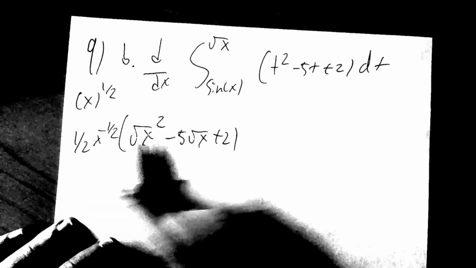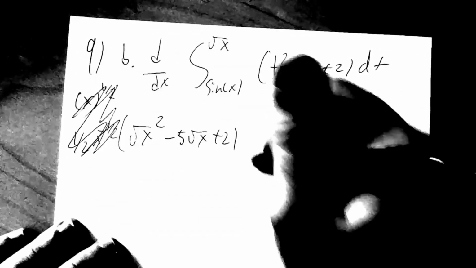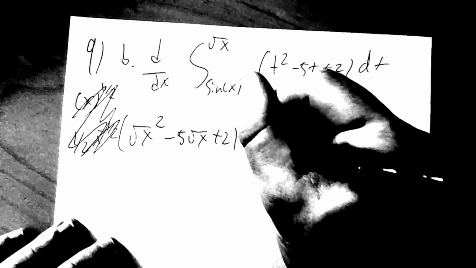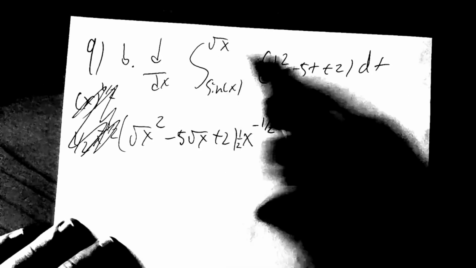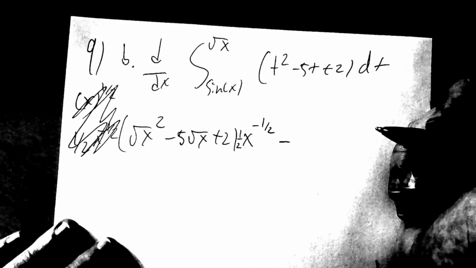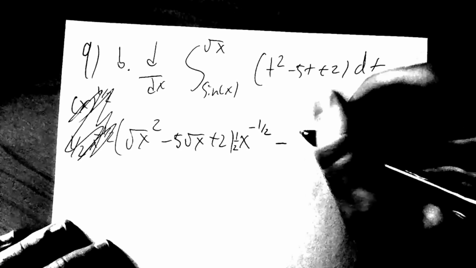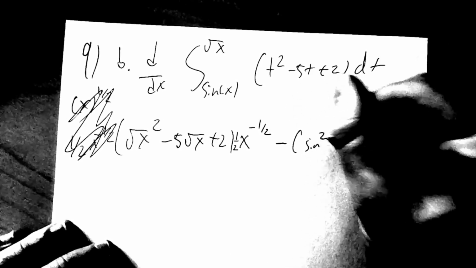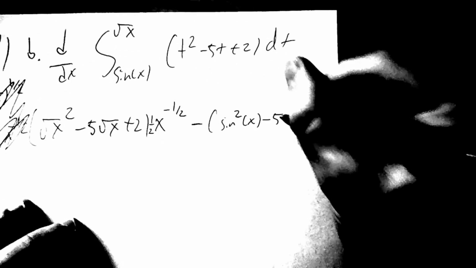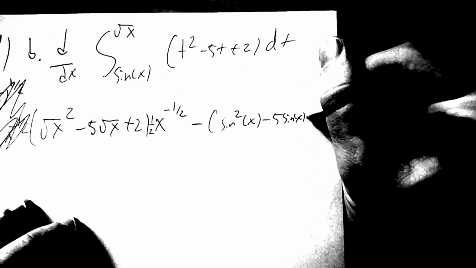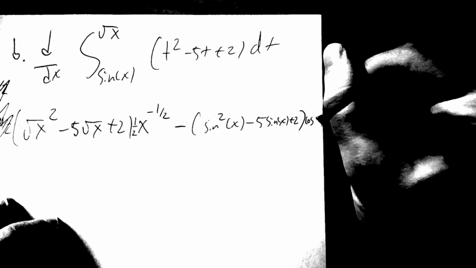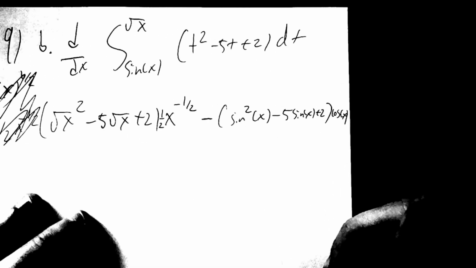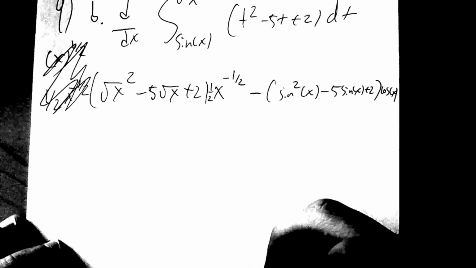Which I didn't mean to put right next to it. I'm just going to scribble that out. I'm putting it here just for consistency. 1/2 x to the negative 1/2. That's the derivative of root x minus, plug in sine. We're going to get sine squared x minus 5 sine x plus 2 times the derivative of sine is cosine x. Okay, that's 9b.